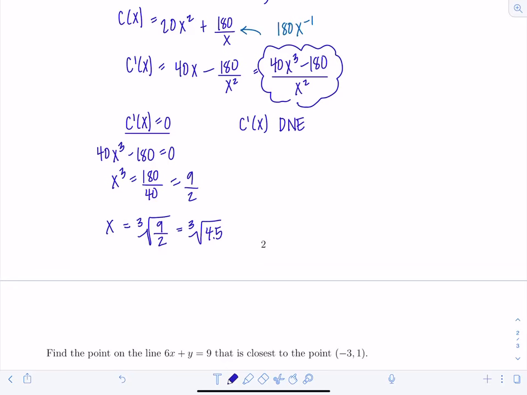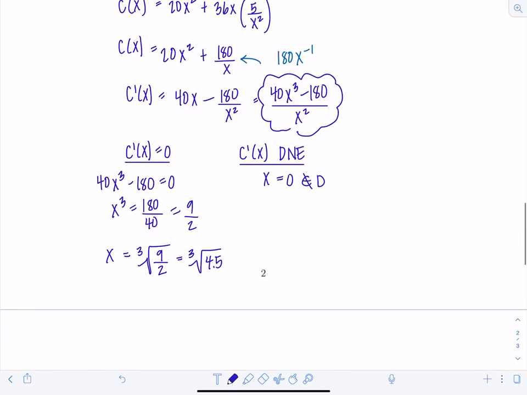What about where c prime of x does not exist? Do I get any critical values from there? Well, that would be if x equals 0, but that's not in the domain of this problem, right? Why do we say it's not in the domain? Well, obviously you're going to minimize cost if x is 0 because you're not even making a box at all. So that would be the cheapest outcome. But we have to make a box, so x equaling 0 is not a legitimate solution in the context of this problem, so we say it's not in the domain.